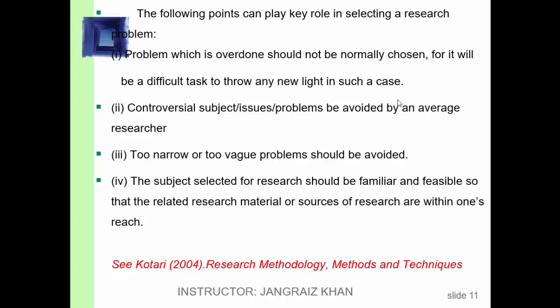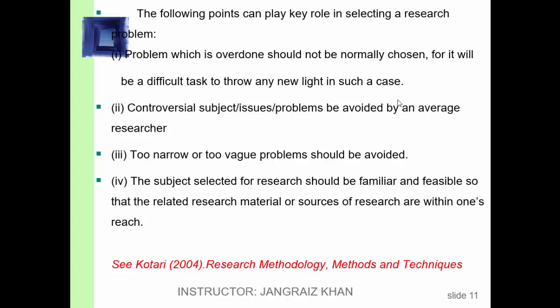Similarly, the third step which should be kept in mind while selecting a research problem is that too narrow or too vague problems should be avoided. The research problem should be clear to you. The subject selected for research should be familiar and feasible so that related research material or sources of research are within one's reach.